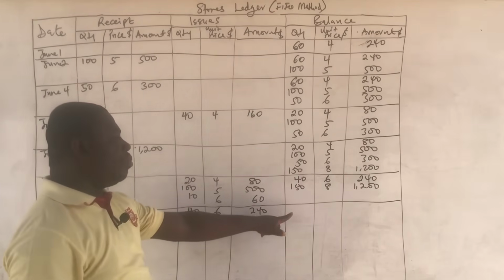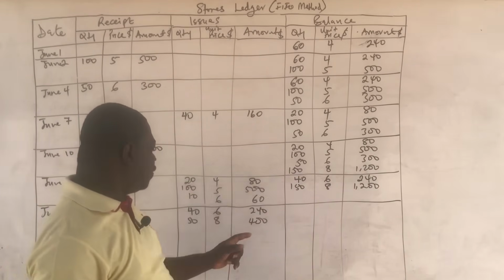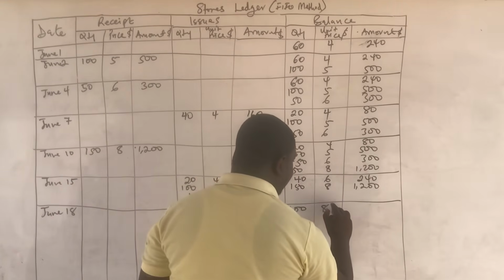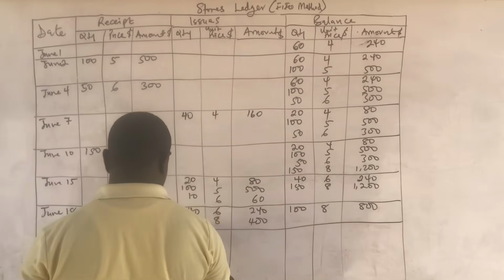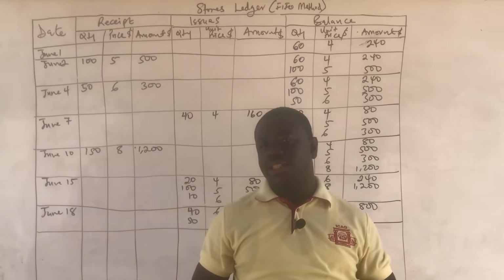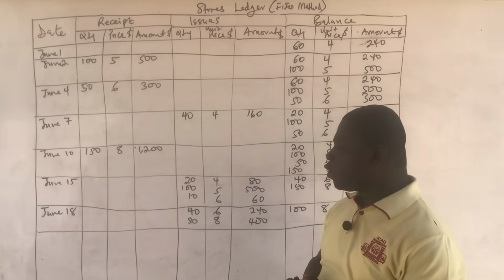And so when we come to the balance column, the 40 is already eliminated. And out of this 150, we have issued 50. So we'll be left with 100 units at 8, and that's going to be 800. And then we can underline that, and then we are done. So ladies and gentlemen, this is how to go by the FIFO method of stock valuation.